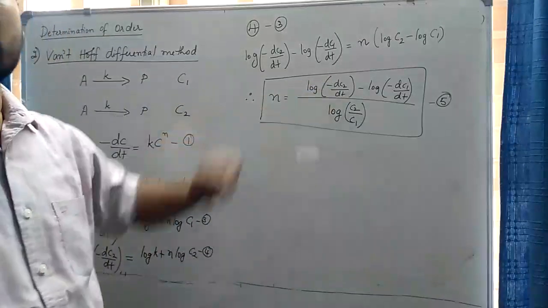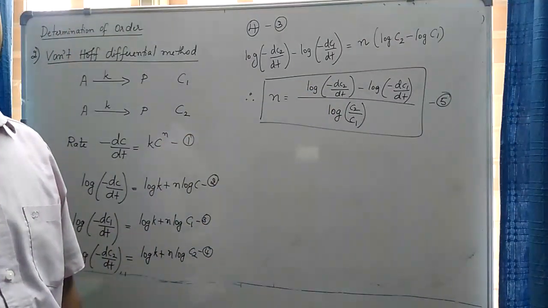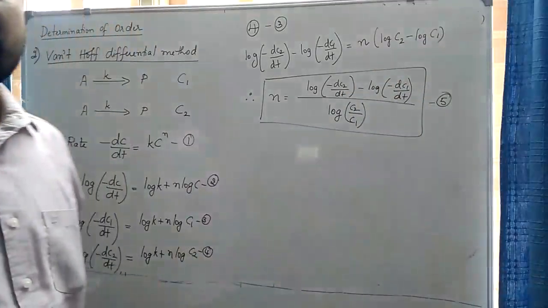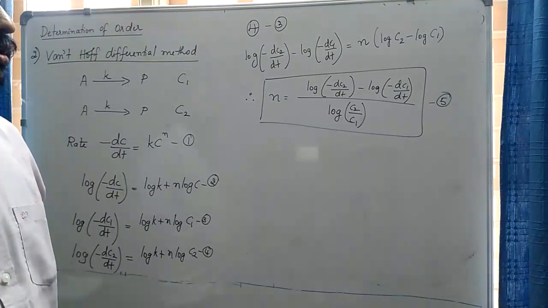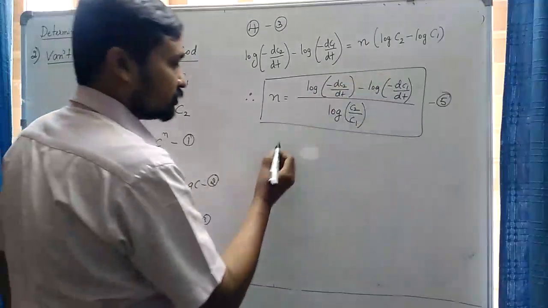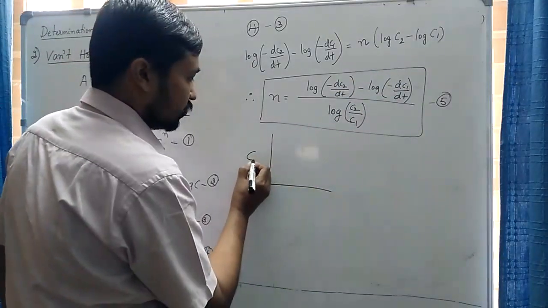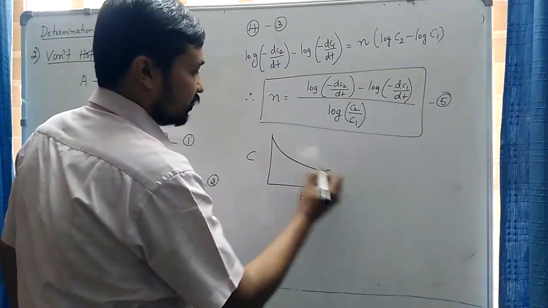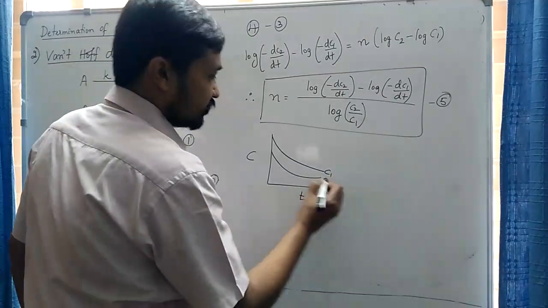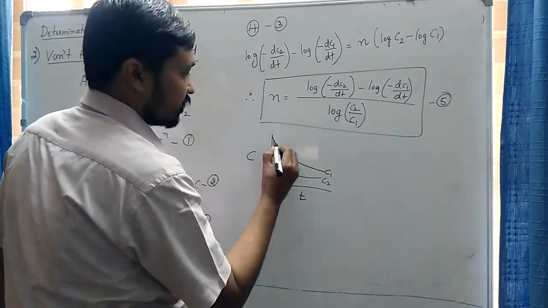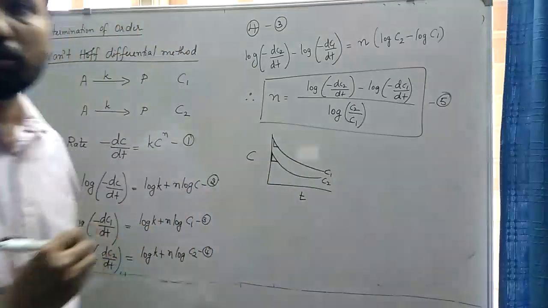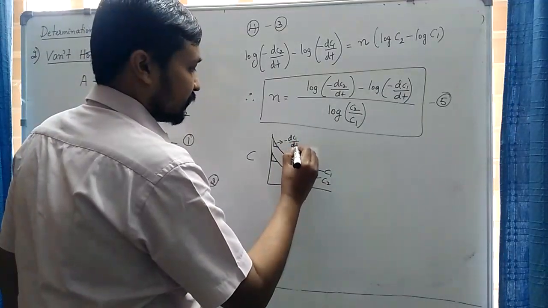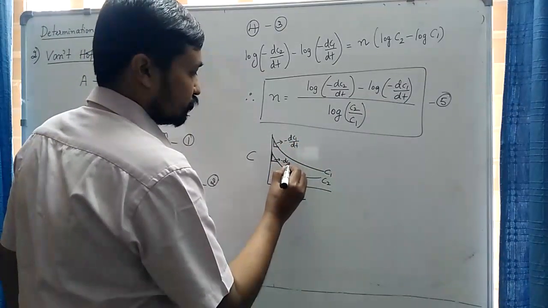What is -dC2/dt? It is nothing but the initial rate of the reaction carried out at concentration C2. Similarly, -dC1/dt is the initial rate of the reaction carried out at concentration C1. How to find these values? Again, you can use the graph of concentration versus time. This is the graph for concentration C1, and this is the graph for concentration C2. Find the initial rate, which is nothing but the initial slope at t = 0. So these values are -dC1/dt and -dC2/dt.